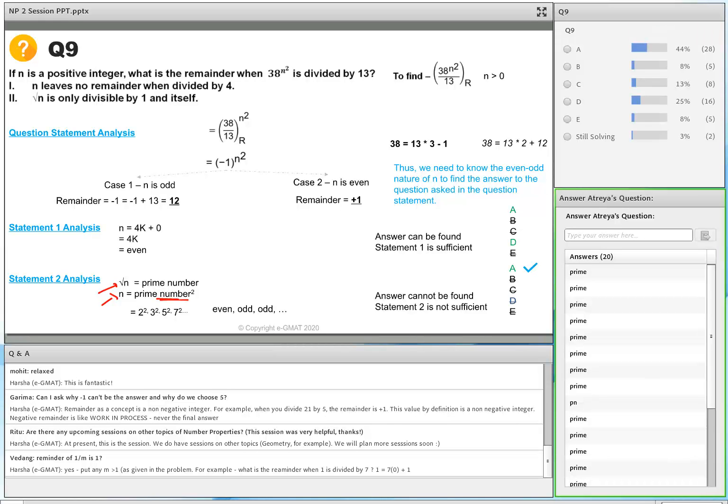Now, can you tell me the even odd nature of n? N is a square of a prime number. And what are some prime numbers? We have 2, we have 3, we have 5, we have 7. So we have all odd prime numbers, but we have 2 as well, which is an even prime number. So n can be both even and odd. Since n can be both even and odd, the answer for the question can be 12 and 1. Two answers, not possible. I cannot reach one single answer. Since I cannot reach one single answer, the second statement cannot be a sufficient statement over here.